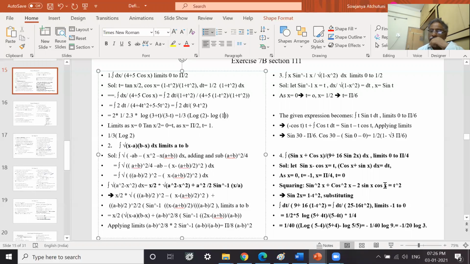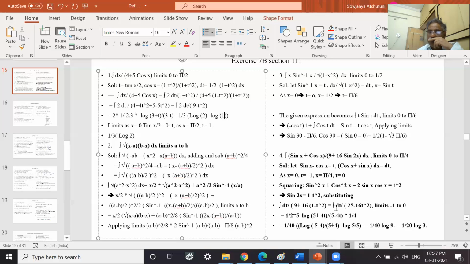Now I apply the limits of minus 1 and 0. When x is 0, sin 0 is 0, cos 0 is 1, so t is minus 1. When x is pi by 4, sin pi by 4 is 1 by root 2, minus cos pi by 4, so it becomes 0. The limits are minus 1 to 0.